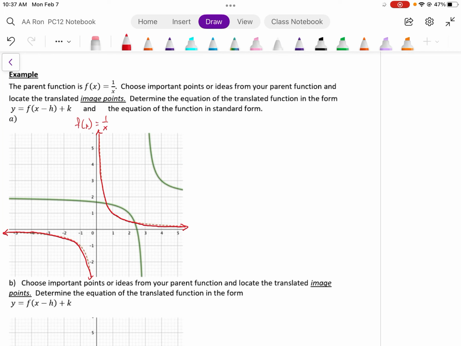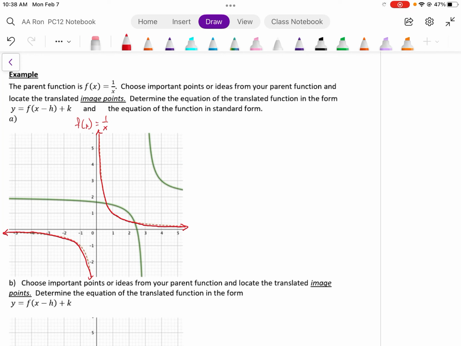For the final examples of today, the parent function f of x is equal to x squared. We've graphed rational functions. So I have highlighted y is equal to f of x is equal to 1 over x in red. Choose important points or ideas from your parent functions to locate the image points. So we need to help determine the image points from major ideas or characteristics of the function.